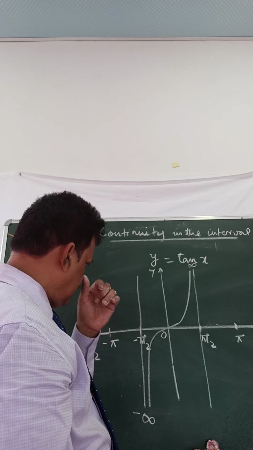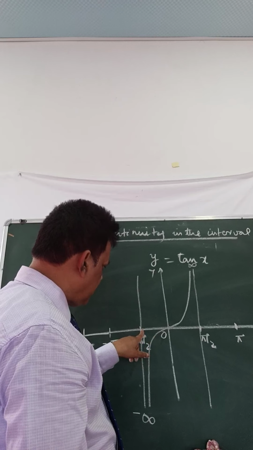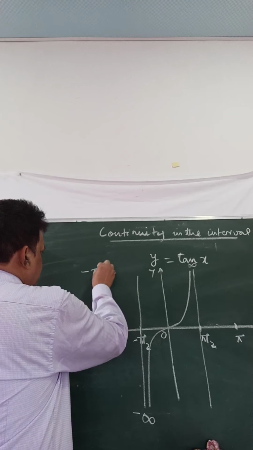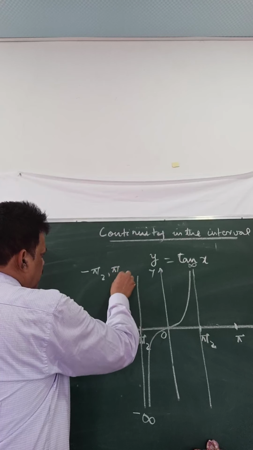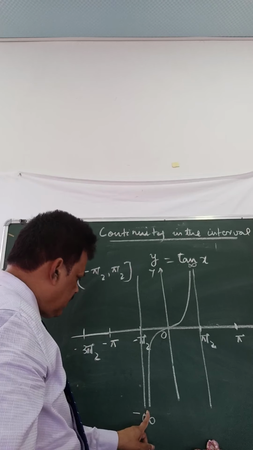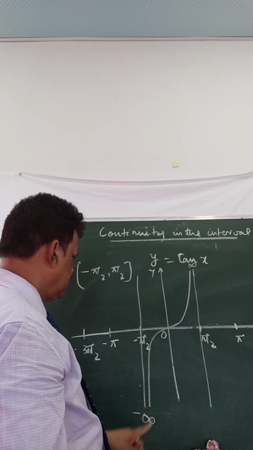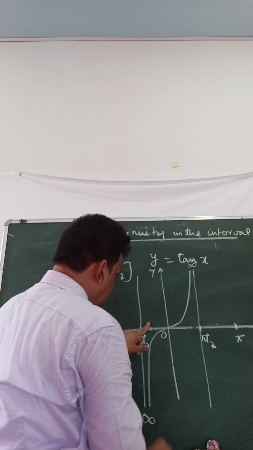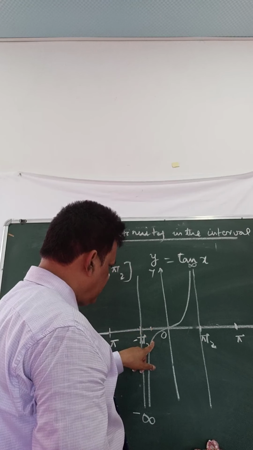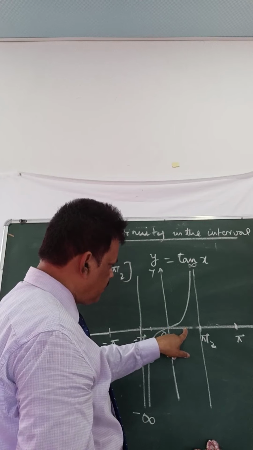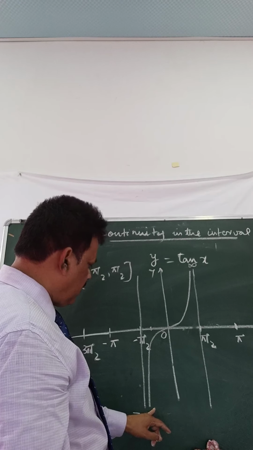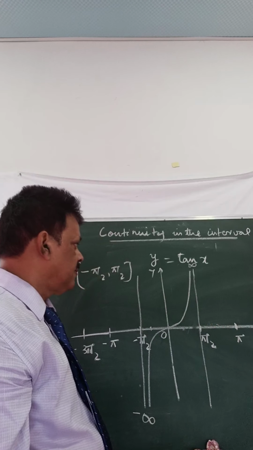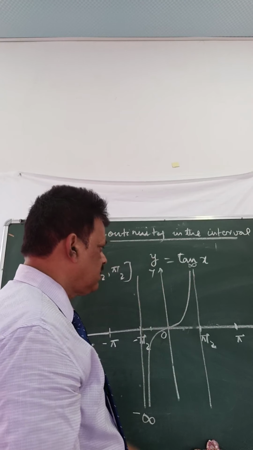I can say between minus pi by 2 to pi by 2, I am getting a continuous graph. At any point within this, suppose I take a point minus pi by 4, I will get a value. Plus pi by 4, I will get a value. So any point between this, there is no break in the graph. But why have I drawn these lines?